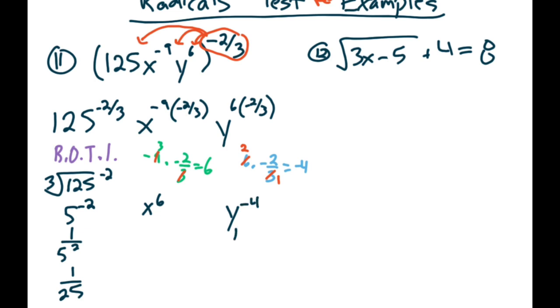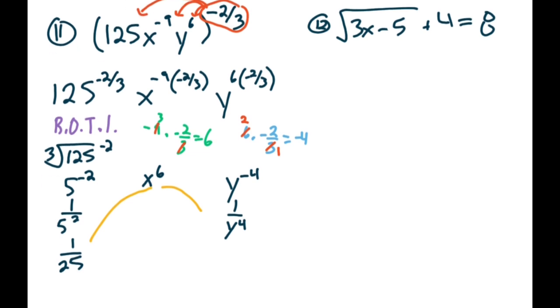Negative exponents means it goes on the denominator. So this is 1 over y to the 4th. Now I'll put all 3 of these together. So on the numerator, I'll have x to the 6th. On the denominator, I'll have 25 y to the 4th.